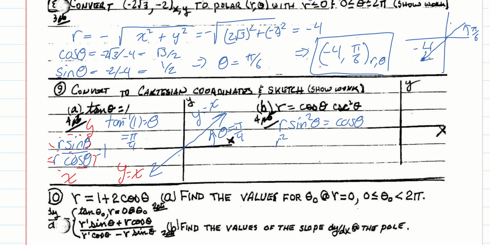So I'm going to multiply by r on both sides, so that way I can get an r sine and an r cosine. So I have r squared sine squared theta equals r cosine theta, which means this now becomes y squared equals x. And that's going to be a parabola that's opening in the positive x direction. It's horizontal.